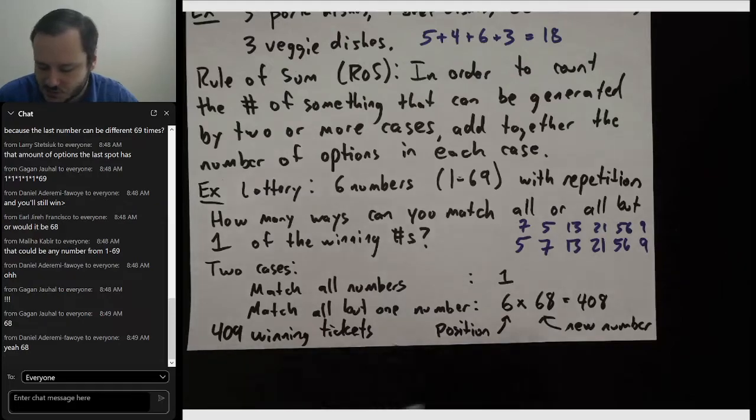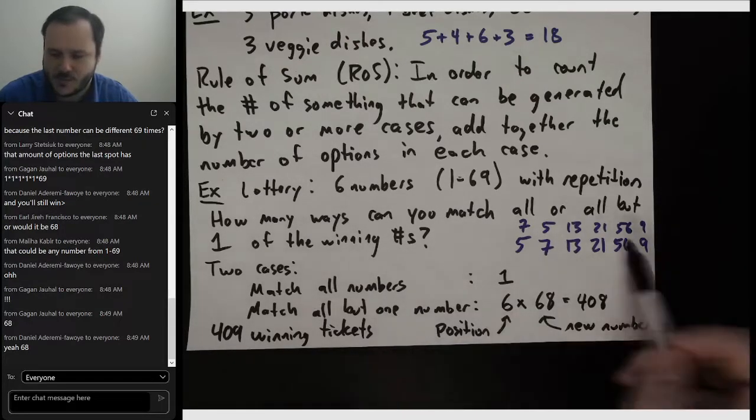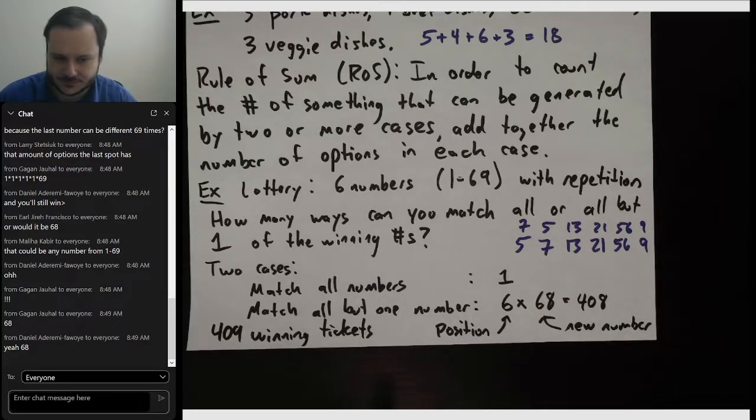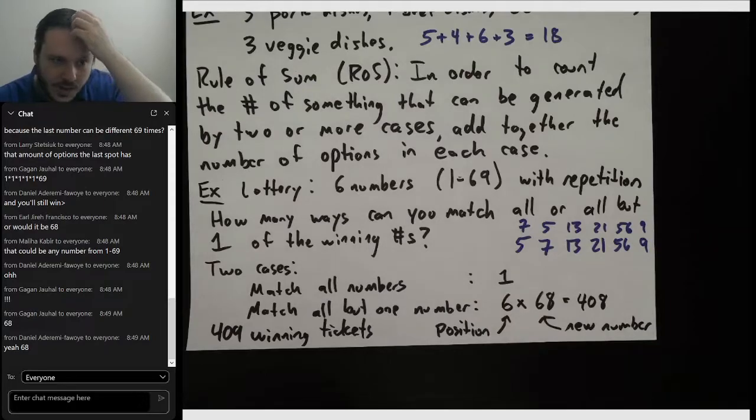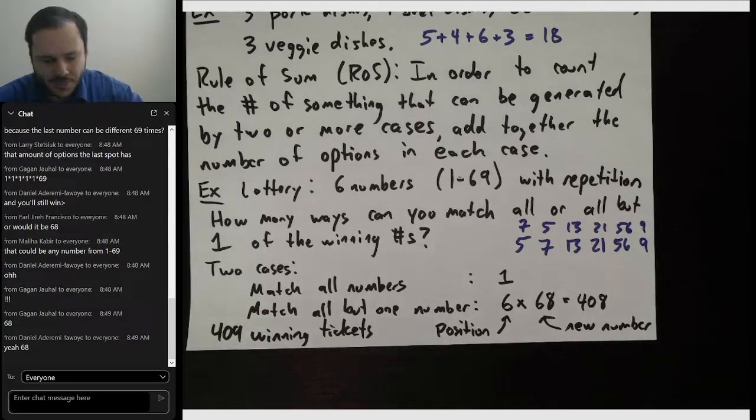And again, that's assuming that order matters. Things get a lot messier if order doesn't matter. Worth pointing out. Any questions on that example before we go on?